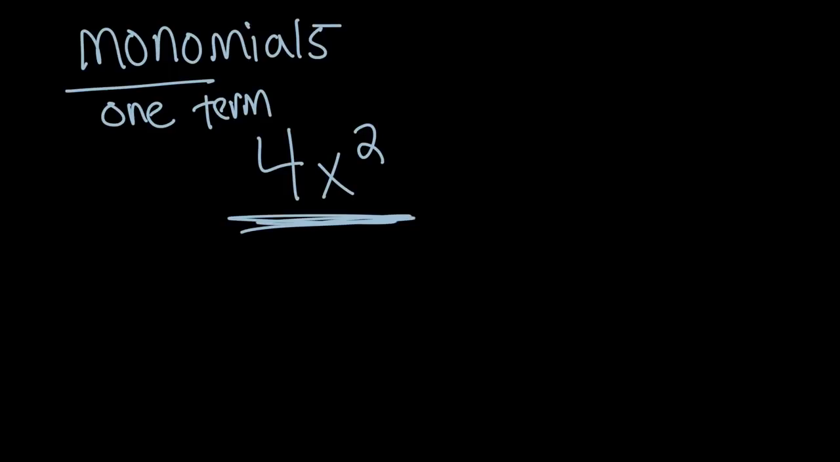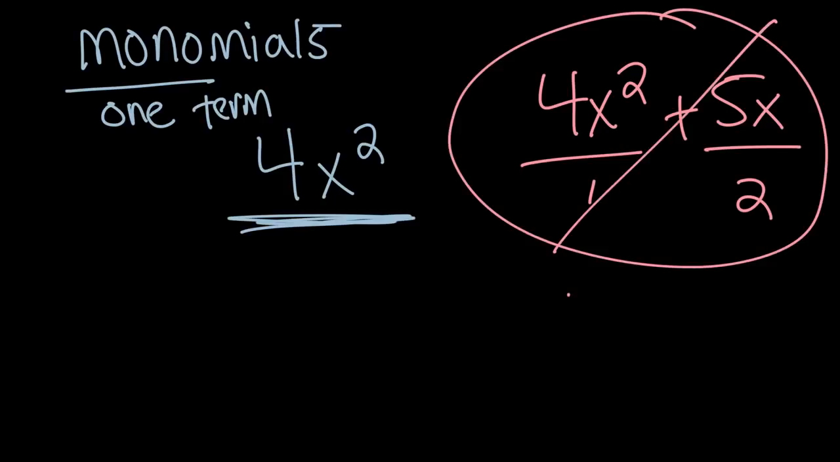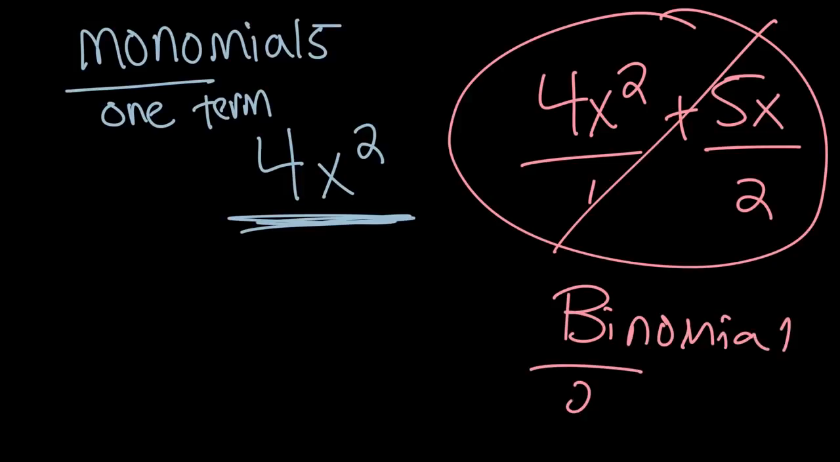What won't we be working with? Well, what about 4x squared plus 5x? How many terms are there? 4x squared is the first term. 5x is the second term. So this is not a monomial. This is actually called a binomial, because bi means two, like your bicycle's got two wheels, for example. So not yet. Go on to the future videos if you're ready for binomials. But we're just going to be working with multiplying monomials together.